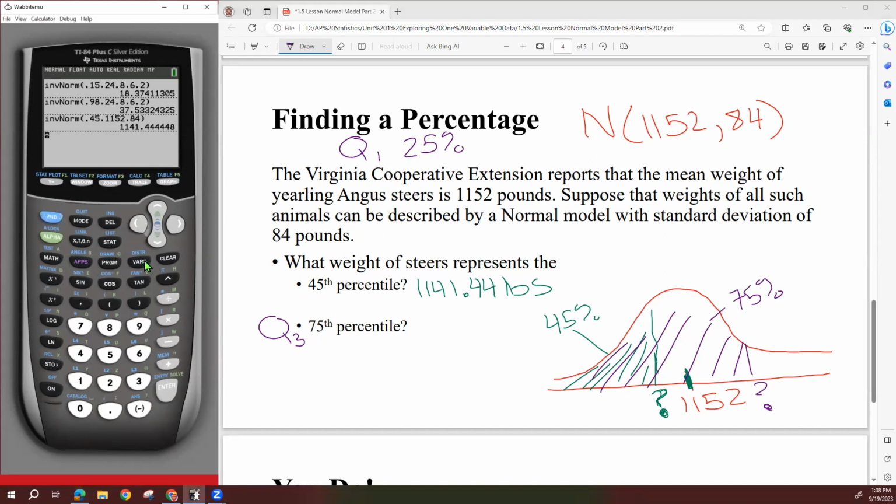So again, second VARS, inverse normal. All we need to change is this to 75. And the weight of that steer would be 1,208.66 pounds.